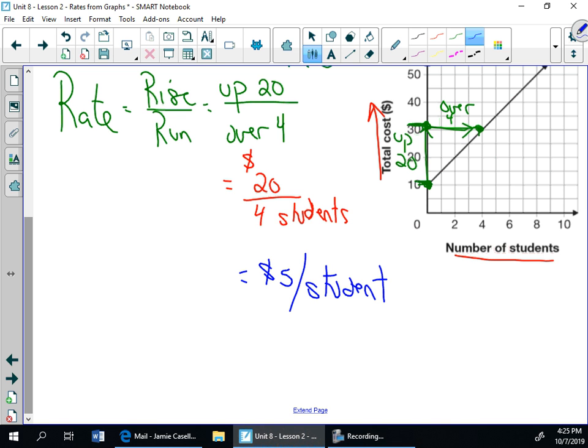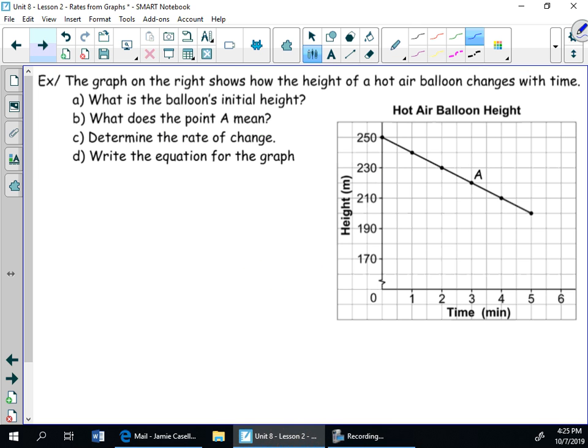Okay, I'm going to try another one. The graph on the right shows how the height of a hot air balloon changes with time. Answer a series of questions this time. Part A. What is the balloon's initial height? Initial is just a fancy word for starting. What does the balloon start at? Well, I know that because the left side of my graph is where it starts, right there. It's at 250 meters.